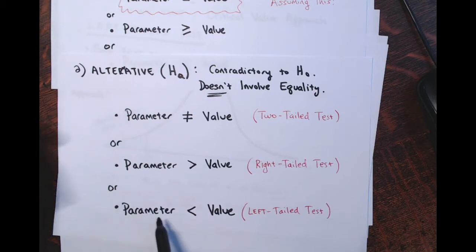Or, another way your alternative hypothesis could look is that your parameter is less than some value. And if you're less than some value, that means you're to the left of that value. And if your alternative hypothesis is like this, then you're said to be performing a left-tailed test, right, which is another example of a one-tailed test.